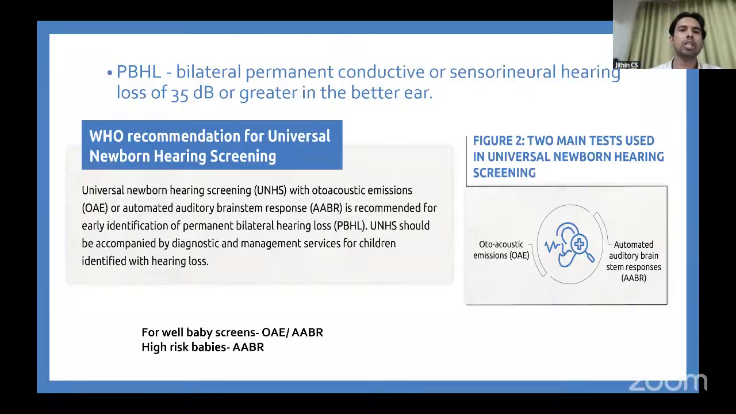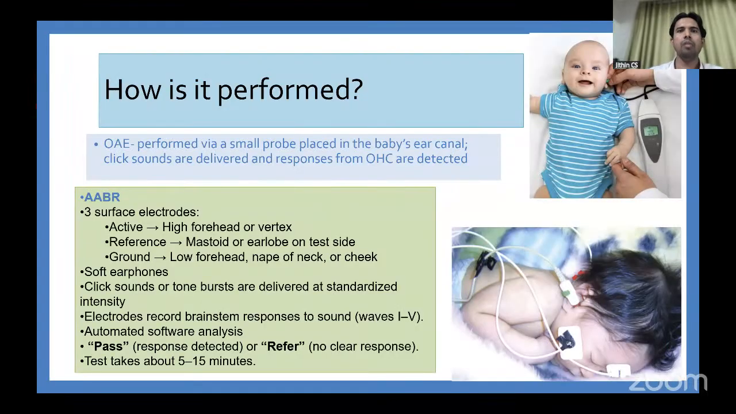And WHO recommends two screening tests for hearing, and those are otoacoustic emissions, OAE, and AABR, or automated auditory brainstem response. For well baby screens, we generally adopt OAE, but for high risk cases that we have discussed, if the high risk factors are present, we generally go for AABR. And how is it performed?